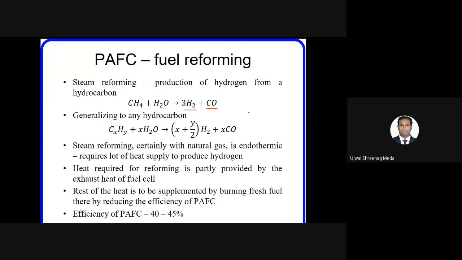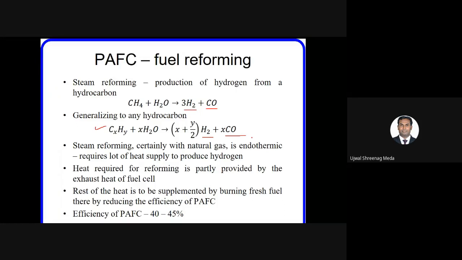So now if you want to generalize this reaction to any hydrocarbon, so we started with methane and you want to generalize it to other hydrocarbons. So this is how it is done. So CxHy reacting with x molecules of steam or water, generating a certain quantity of hydrogen and carbon monoxide. And usually the steam reforming reaction is endothermic. You will end up supplying external heat.